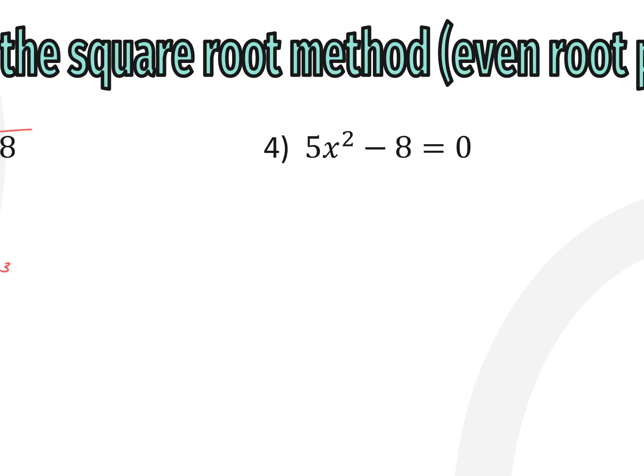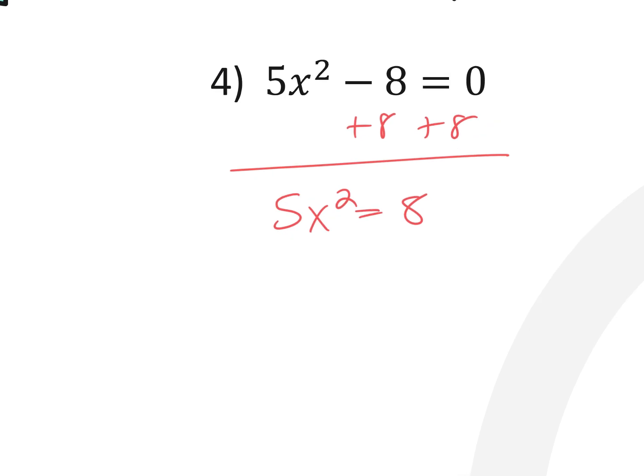When you have just x squared, you need to isolate it. I'm going to add 8 to both sides. So we have 5x squared equals 8. Can I take the square root right now? No. X squared has to be isolated first. So I need to divide both sides by what? 5, okay? So now x squared is isolated. Now we can take the square root.